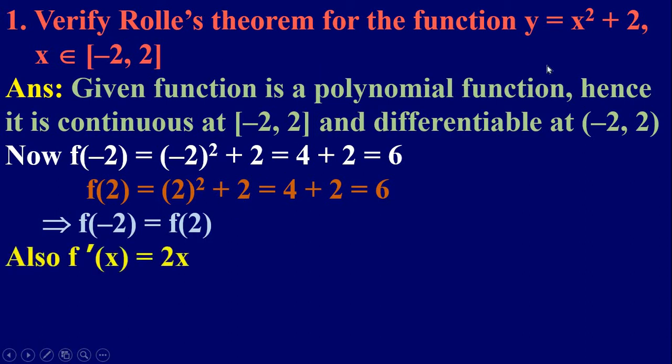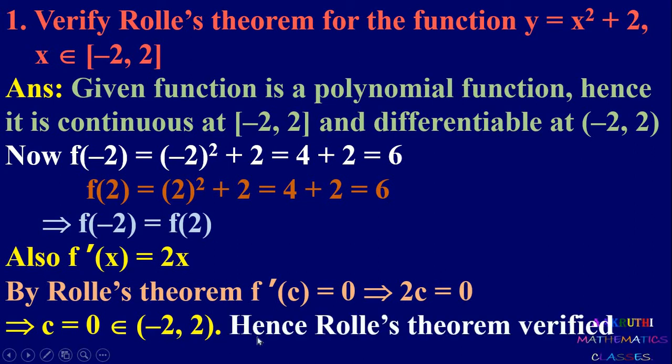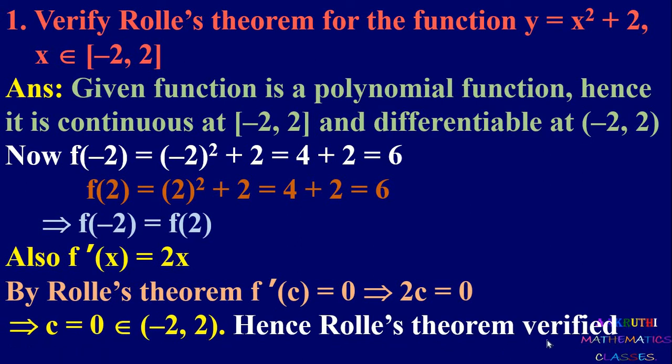Now we differentiate the given function. f of x is x square plus 2, therefore f dash x is 2x. By Rolle's theorem, we can find one c such that f dash c equal to 0. Now f dash x is 2x, therefore f dash c equal to 2c. So 2c equal to 0. When we simplify this, we get c equal to 0, and 0 belongs to minus 2 to 2. So the c value is 0 and 0 belongs to open interval minus 2 to 2. Hence Rolle's theorem is verified.